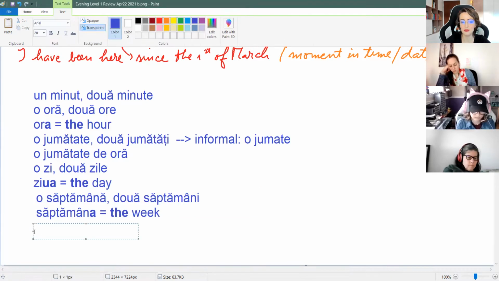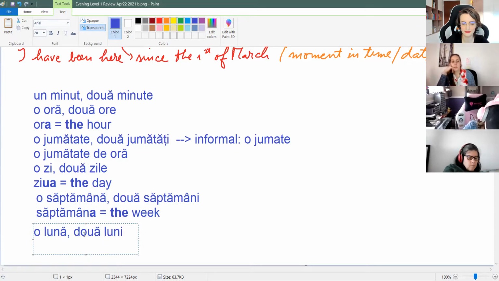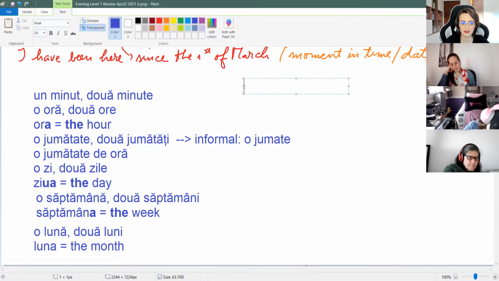And how do you say a month? Lună. O lună. And 2 months? Două luni? Două luni. And the month? Luna. Luna. And by the way, this also means the moon. The month. And a year?